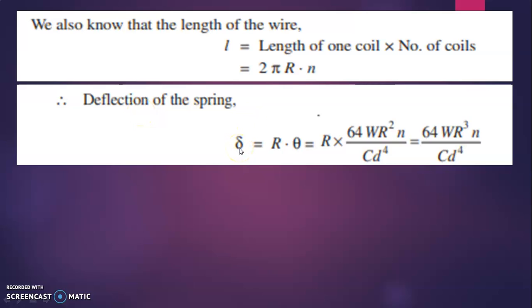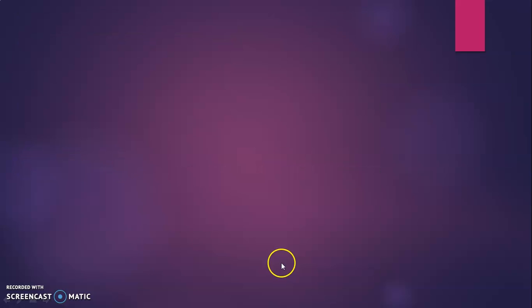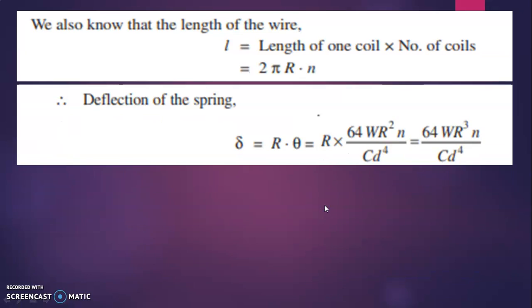Deflection is given by R into theta. Theta is equal to, as we know here, 64 W R square N divided by C d raised to 4. So simplify this: you get 64 W R square N divided by C d raised to 4 into R. Simplify this and you get 64 W R cube N divided by C d raised to 4. This is the formula for the deflection.